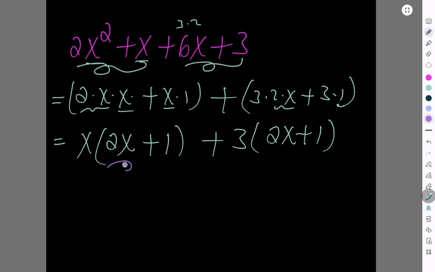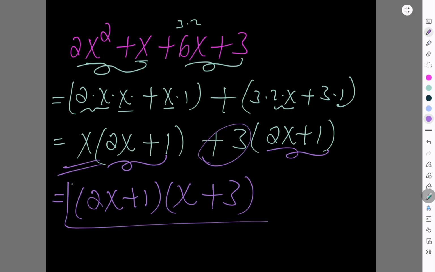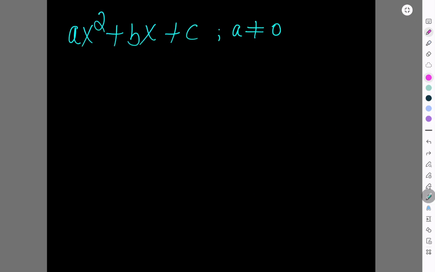Then here we can see that 2x plus 1 is common. Then we can factor it out, leaving x plus 3. Here we are left only with what? x. And here we are left with what? Plus 3. Therefore, 2x plus 1 multiplied by x plus 3 is the factorized form of 2x squared plus x plus 6x plus 3. Let us come to the quadratic trinomial.